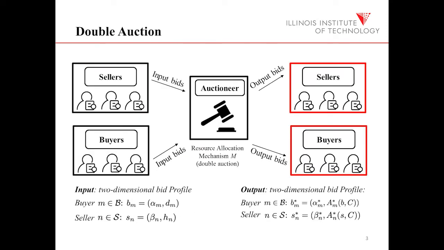In this paper, we study the divisible resource allocation problem by double auction. The double auction requires each potential buyer and seller to submit a two-dimensional bid profile. It includes the bid price and the maximum amount to buy or sell at the same time. And the auctioneer determines the optimal allocation for all agents and the bid price.